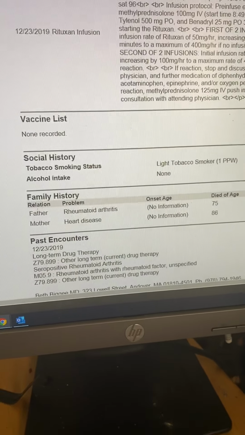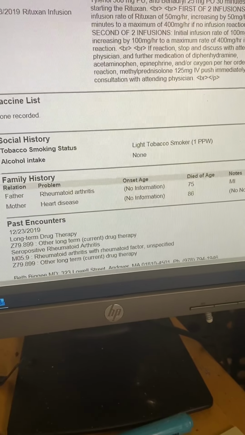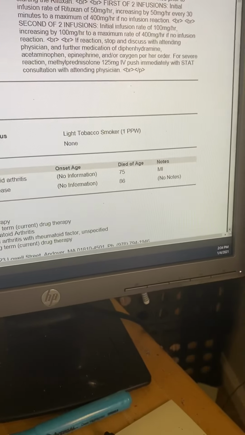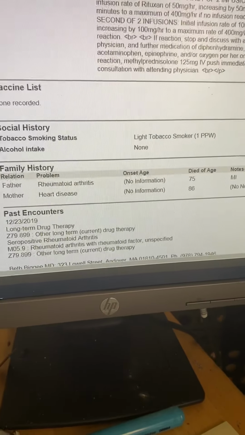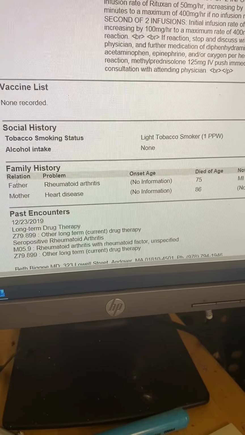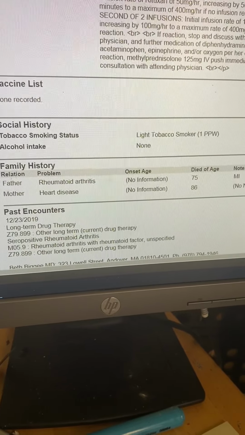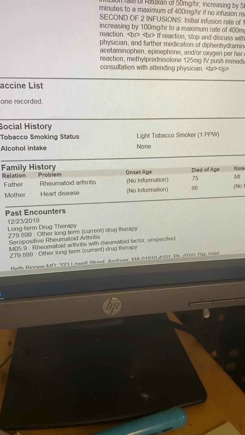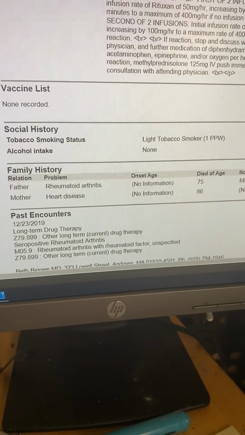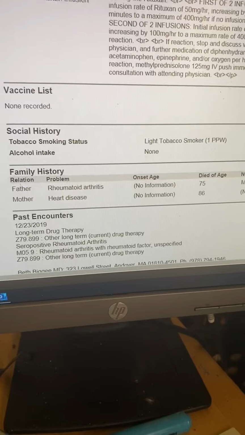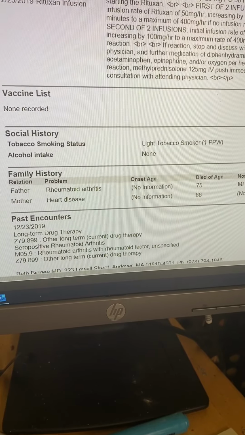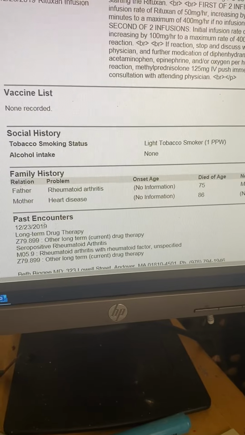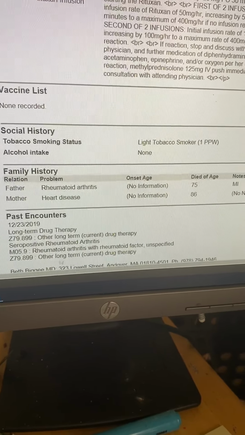So you see how it says the family history? The father had rheumatoid arthritis and the mother had heart disease. You see why these things are so important as far as family history? If your family has things that you're having too, it's good to report it so the doctor can know what to expect from your personal history by your family's prior and past history. So the father has rheumatoid arthritis, so does this patient. And the mother has heart disease. For past encounters, you see this patient doesn't have much wrong with them. They have long-term drug therapy and rheumatoid arthritis.